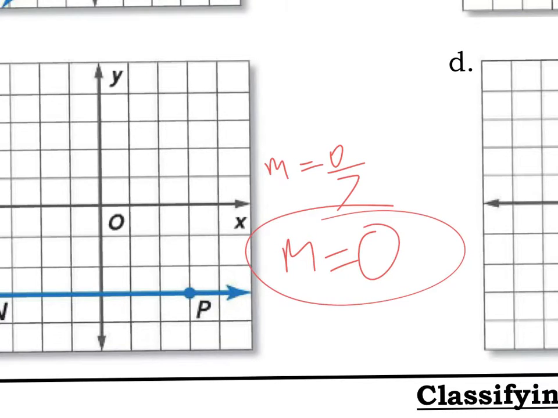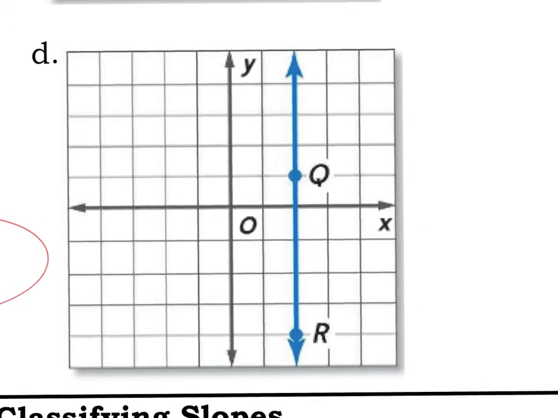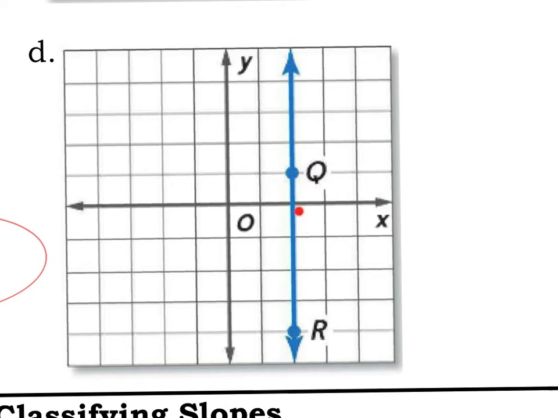Okay? On letter D, there is a rise, but there's no run. Okay? So let's see here. It rises between R and Q. I'll just use those. It goes up 1, 2, 3, 4, 5. And then it doesn't run at all. So I would say m equals 5 divided by 0.